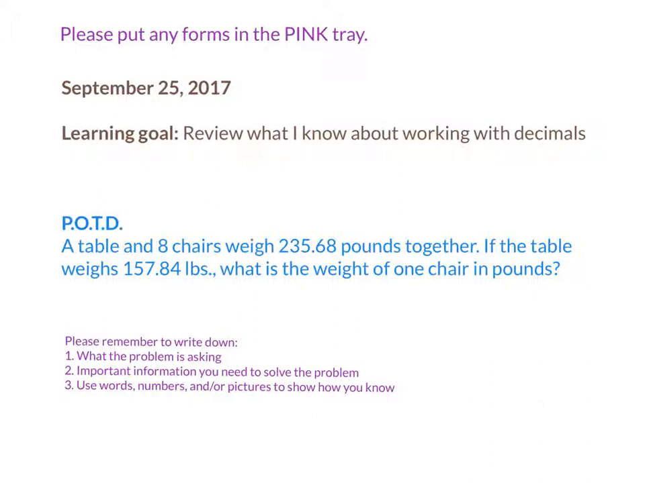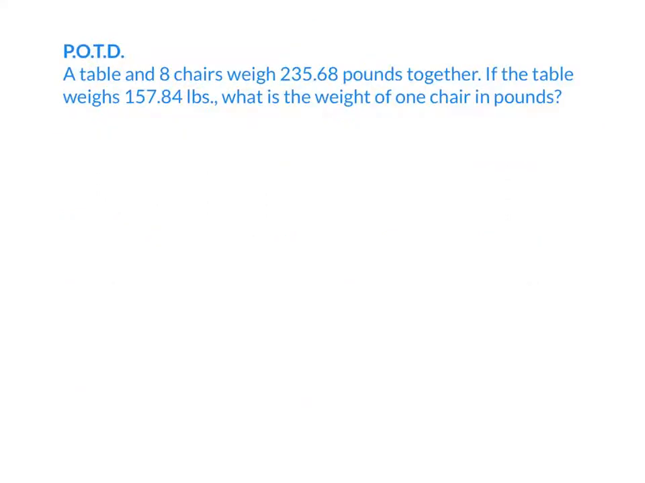Very good. Let's talk about the problem of the day. It says that a table and 8 chairs, altogether they weigh 235.68 pounds altogether. If the table weighs 157.84 pounds, what is the weight of one chair in pounds? Okay, the first thing you needed to write down was what the question is asking. Arvind, what's the question asking? What's the weight of one chair?